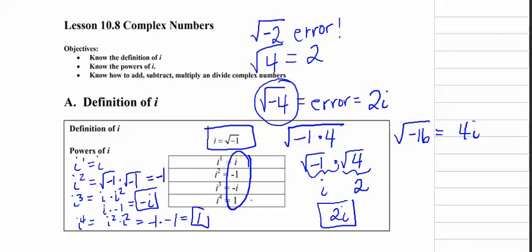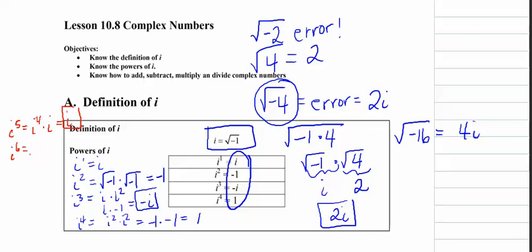Now, why does it stop here? You know, because you could keep going. So let's go ahead and keep going with the powers of i. I'm going to do this off to the side. Let's look at i to the fifth power. I can represent this as i to the fourth times i. So we look back and i to the fourth is 1. So it's just equal to i.